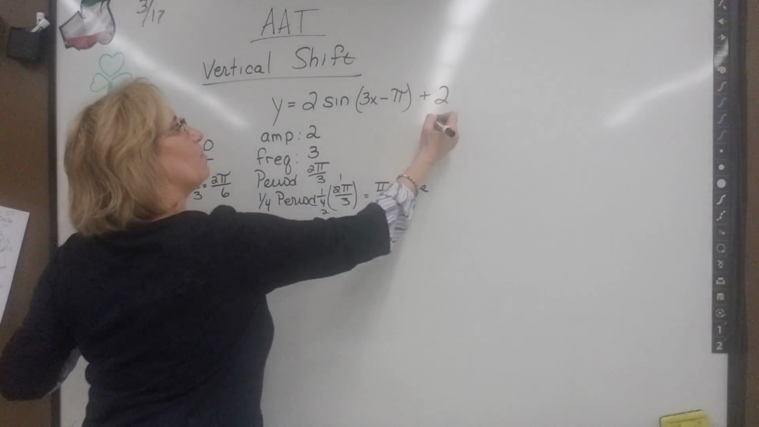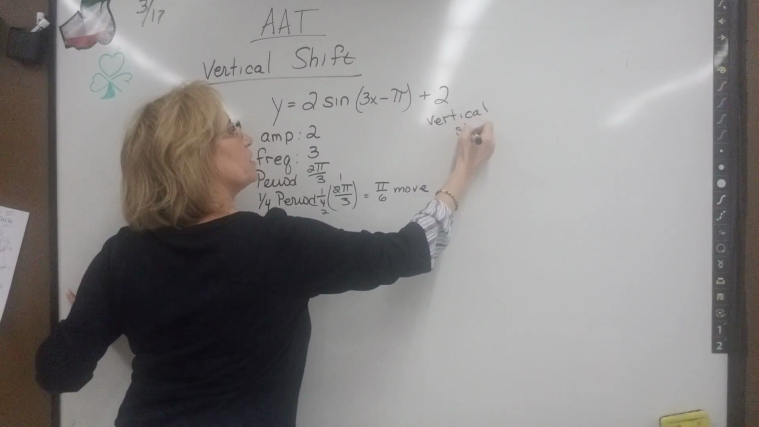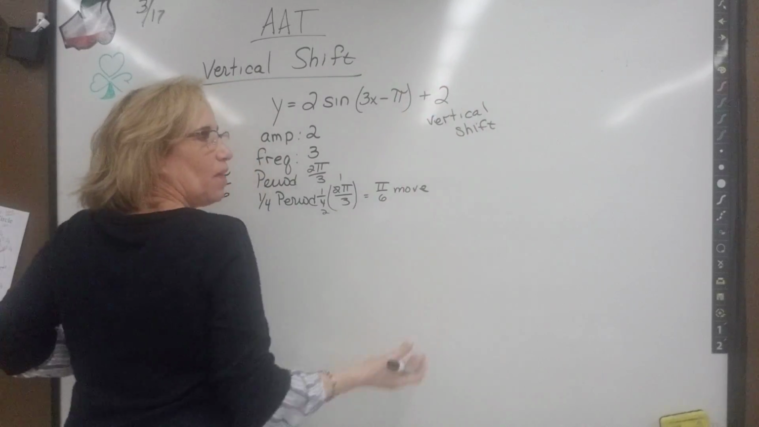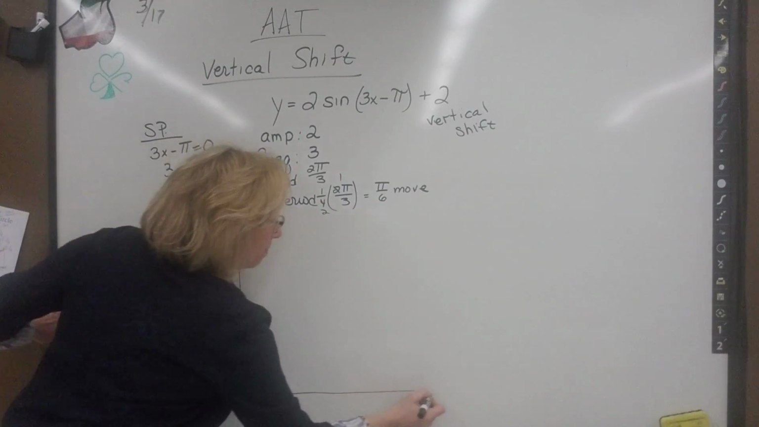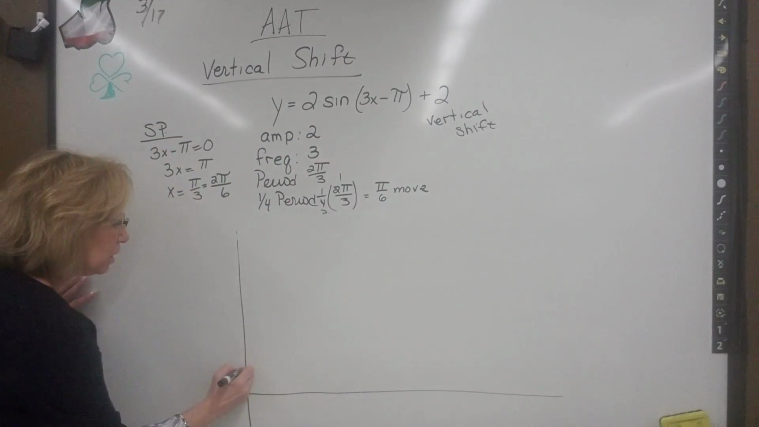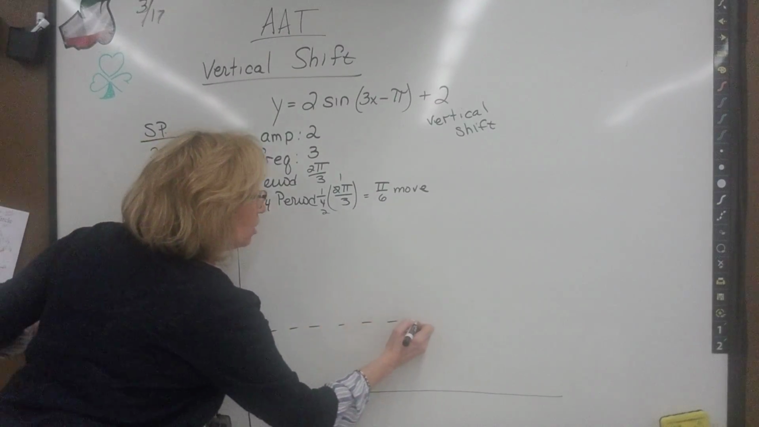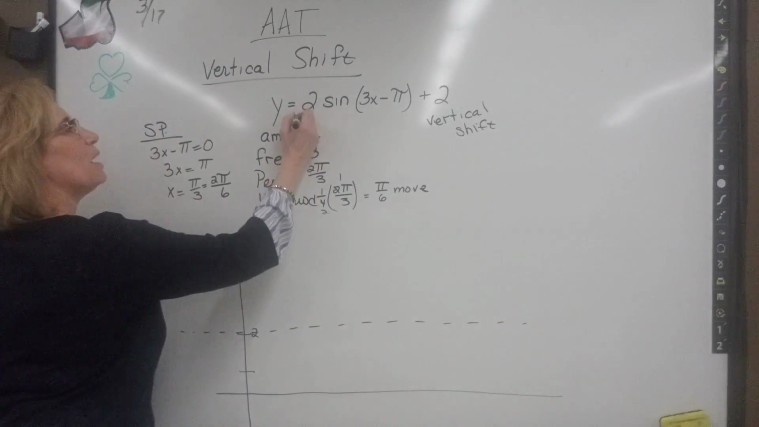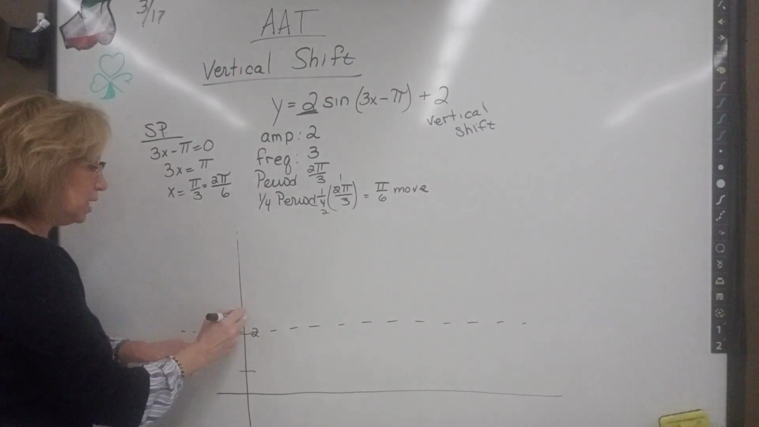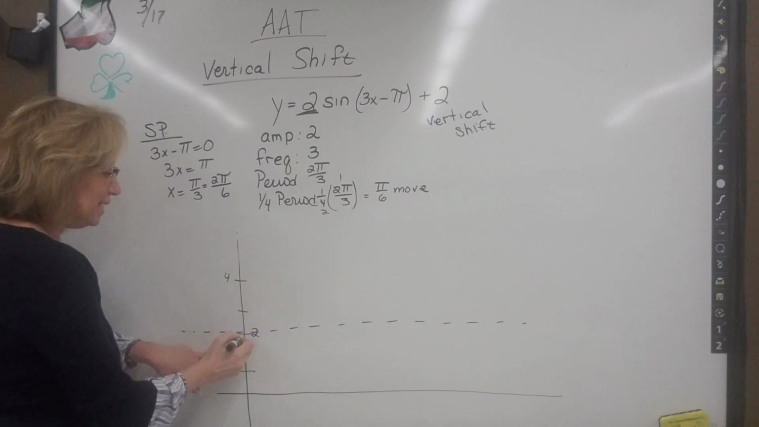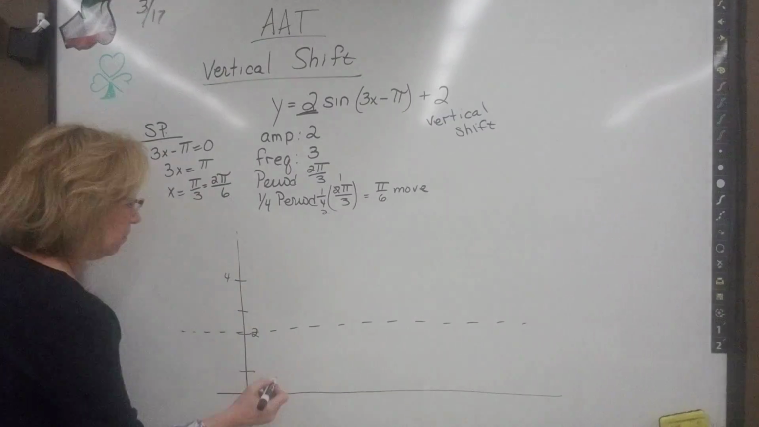Now I know I have here a vertical shift of 2. That meant I'm moving everything up 2. So I'm making my graph a little lower. That means my new midline is at 2. I'm going to have a dotted line through 2. Since my amp is 2, from my midline, I'm moving up 2 units, go 3, 4, and down 2 units, 1, 0. So now let's put in my values.